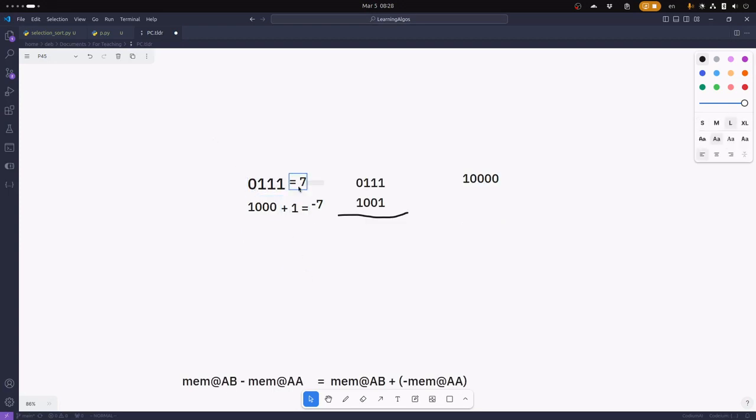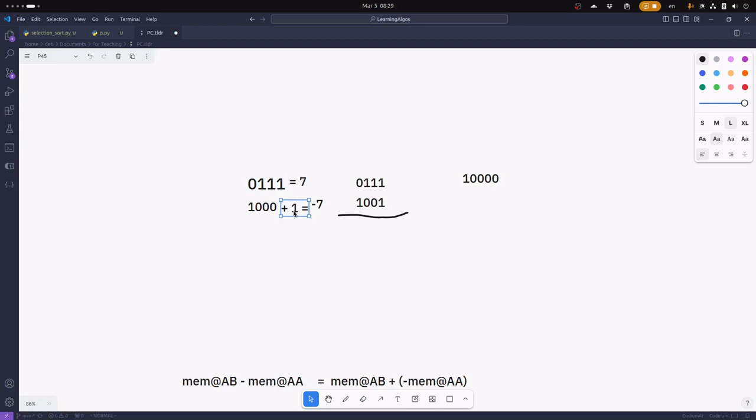In 4-bit 2's complement, if the number is positive, there is no difference between general binary and 2's complement. This is the sign bit, and 0 means a positive number, so this means 7. And how do we make this number negative? For 2's complement, we first flip these values. If you flip, you get this number. Then we add 1 to the flipped value.